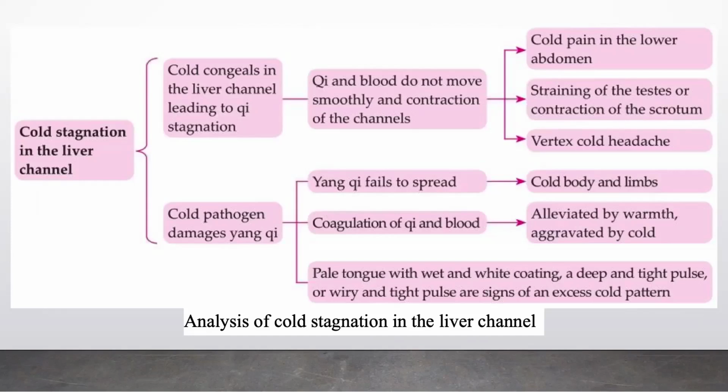Cold pathogen damaging the yang chi will cause failure of the yang qi to spread, leading to cold body and limbs. This will also lead to coagulation of qi and blood, which is alleviated by warmth, aggravated by cold. And this will result in a pale tongue with wet and white coating, a deep and tight pulse, or wiry and tight pulse, which are signs of an excess cold pattern.